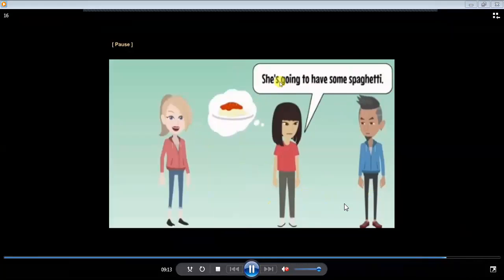She is going to have some spaghetti. This is the answer. She is the singular subject, so you need to use the verb to be is. She is going to have some spaghetti. She is going to eat some spaghetti.